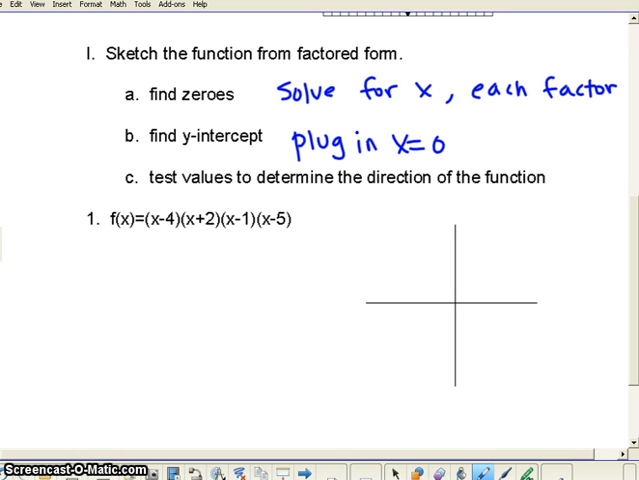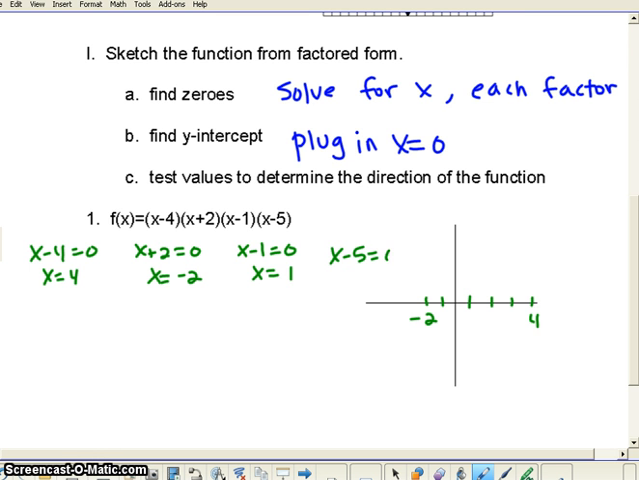Each factor: x minus 4 equals 0, so x is positive 4. x plus 2 equals 0, so x equals negative 2. x minus 1 equals 0, x equals 1. x minus 5 equals 0, x equals 5.